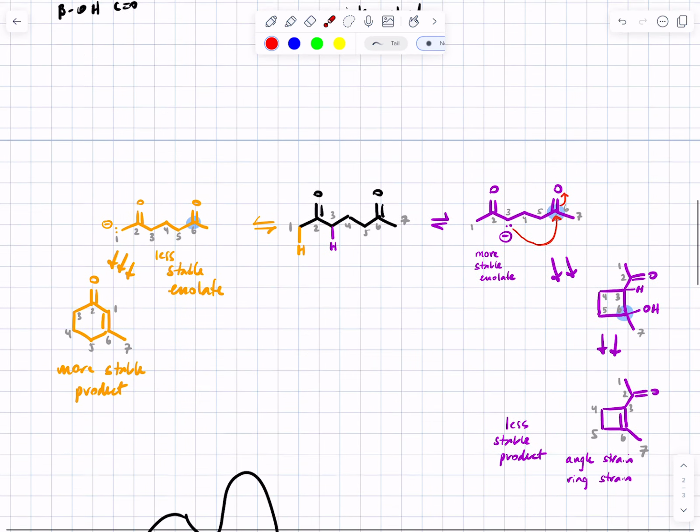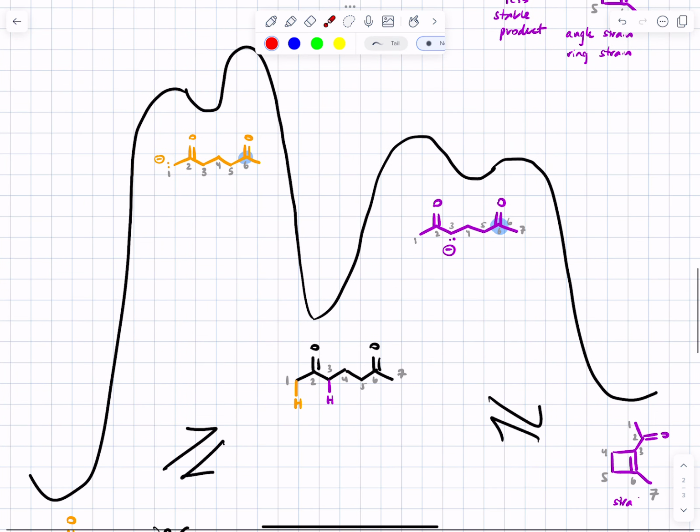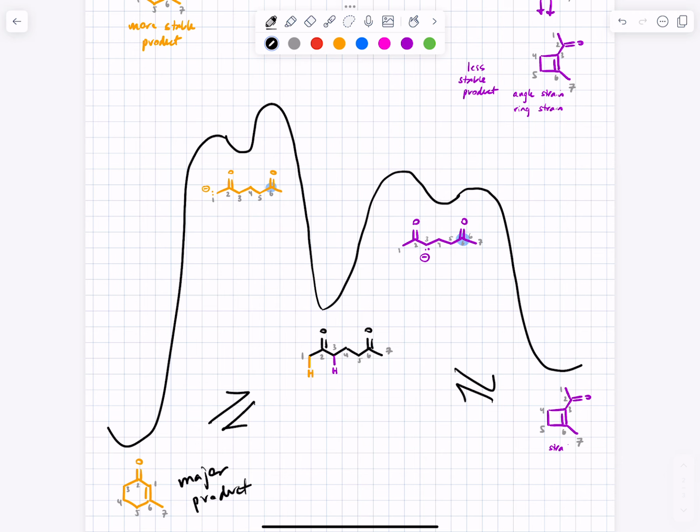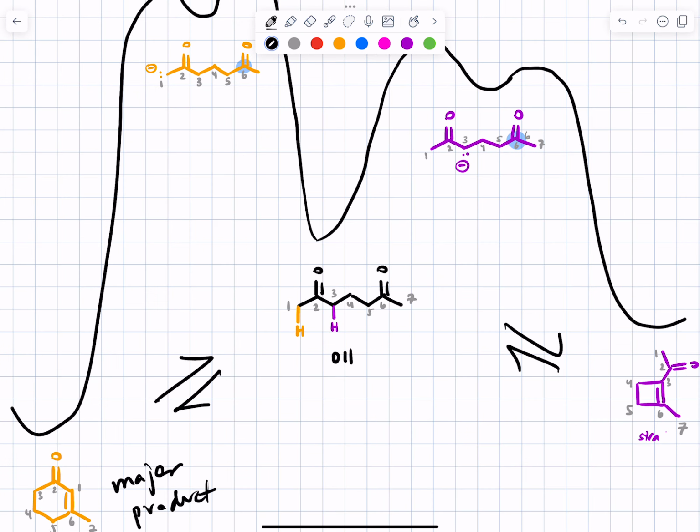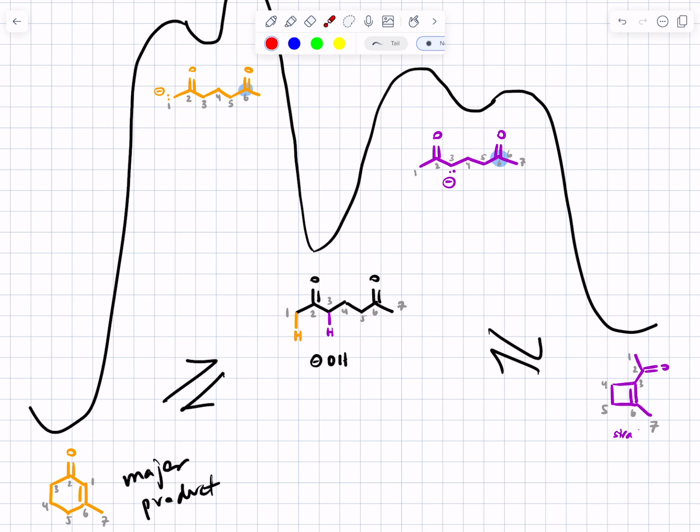Okay, others? Yeah. So is the base that's removing the alpha proton LDA in this situation? No, the base that's removing the alpha proton is just OH minus. You could use LDA, and you'd be more comfortable using LDA to selectively remove the less substituted proton. It turns out, though, you don't need to, because the product that you get from removing the less substituted proton is the more stable one. Yeah, good. What else?